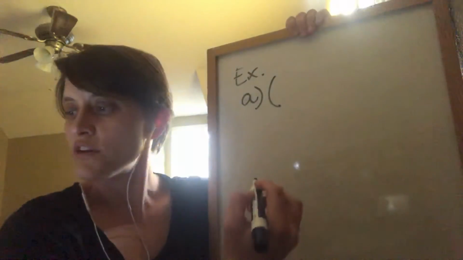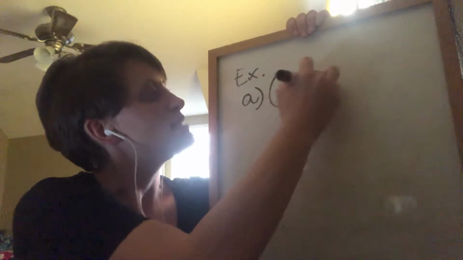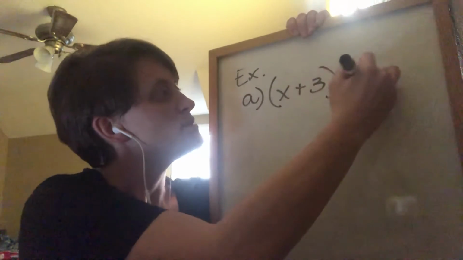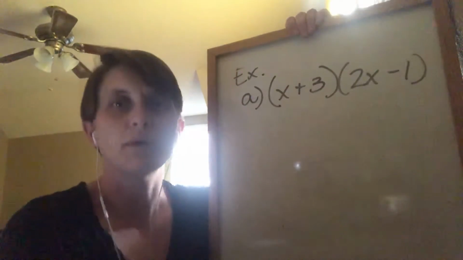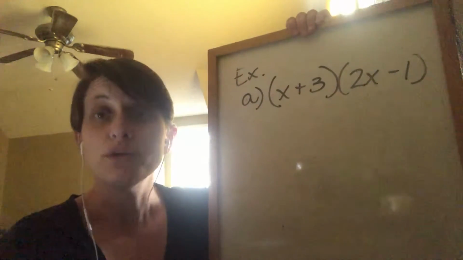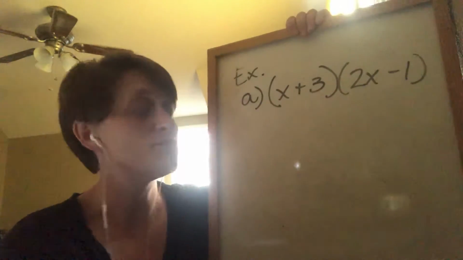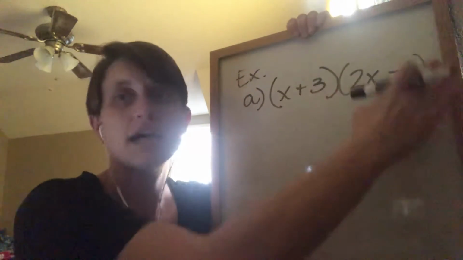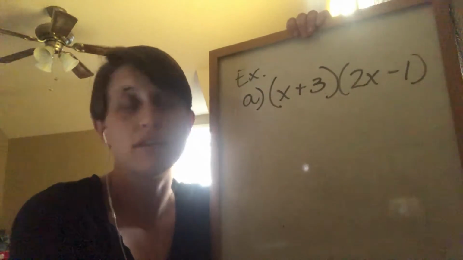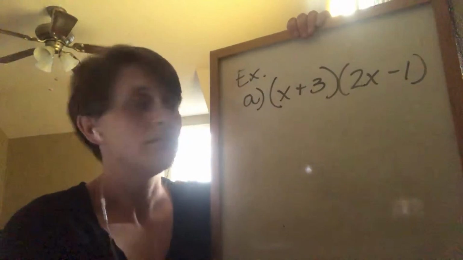All right, so here's our first one. Let's look at x plus 3 times 2x minus 1. All right, well, using FOIL, first of all, we can use FOIL here because we have a binomial times a binomial, and that's what the FOIL method is for. So let's go with it.